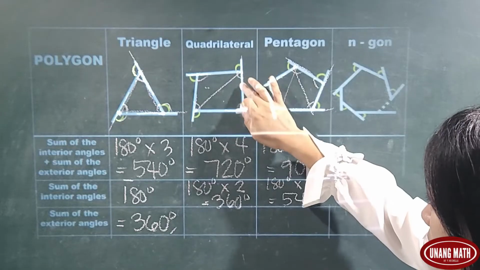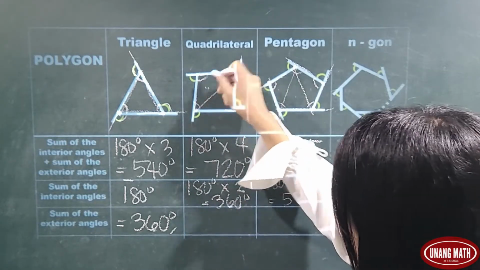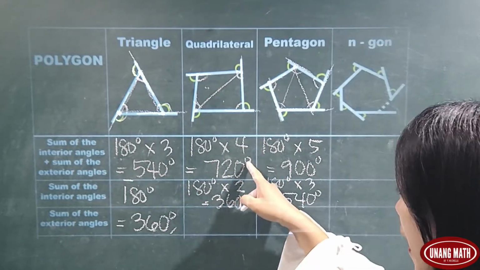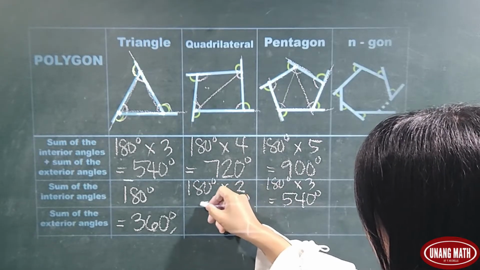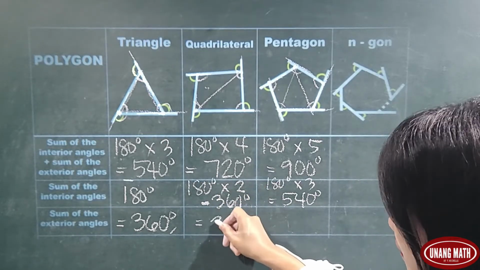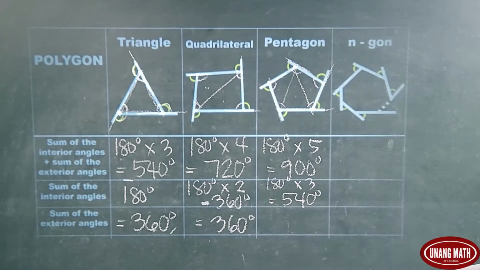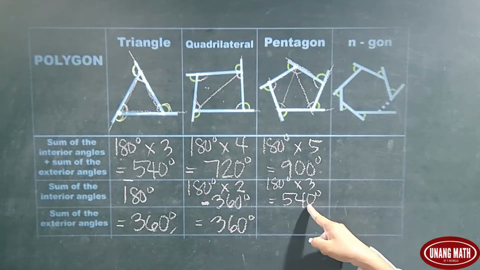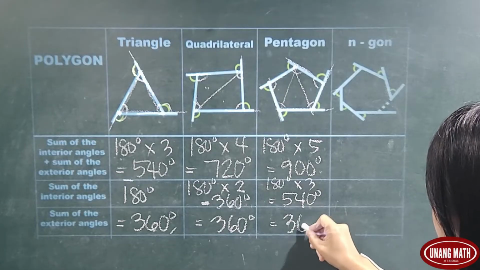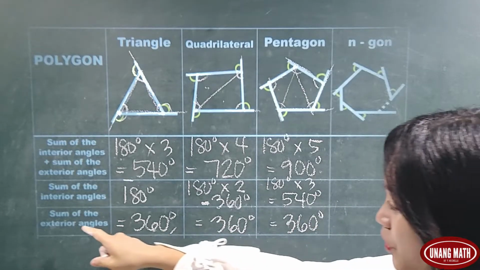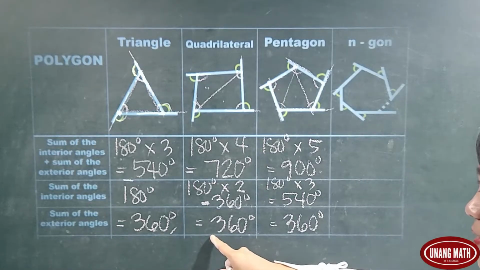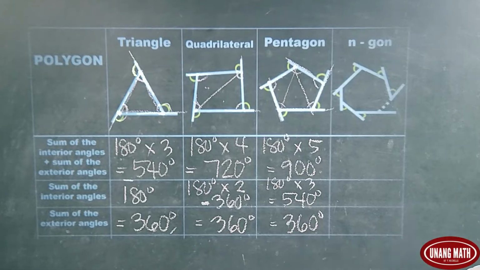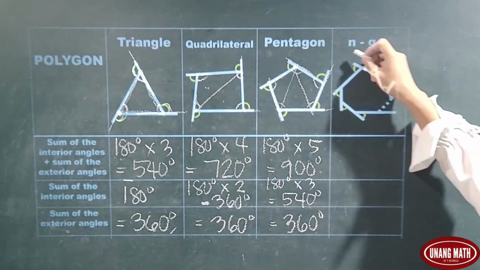What about quadrilateral? Subtract the sum of the interior angles from the sum of the interior angles plus the sum of the exterior angles. So 720 degrees minus 360 degrees is also equal to 360 degrees. For pentagon, this is 900 degrees minus 540 degrees equals 360 degrees. So the sum of the exterior angles of any polygon is equal to 360 degrees. Okay, let's go to n-gon.